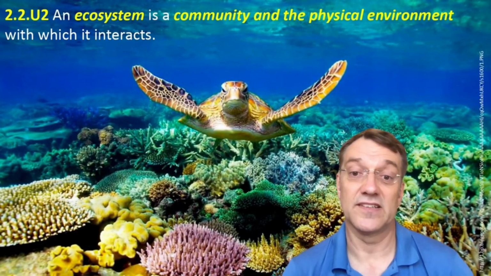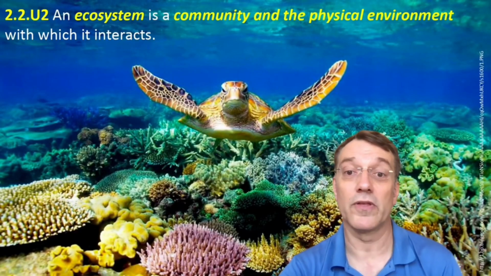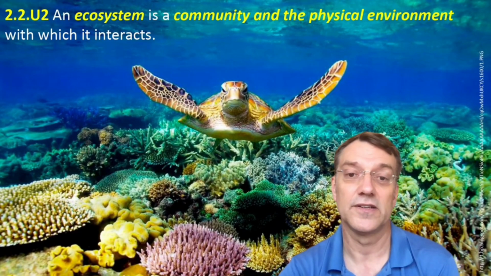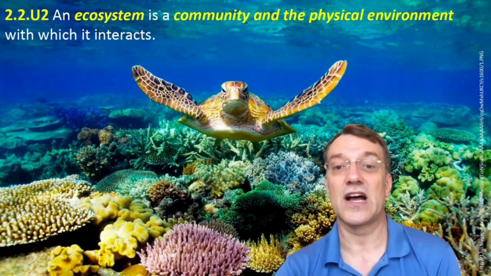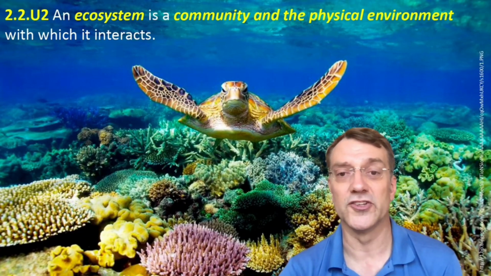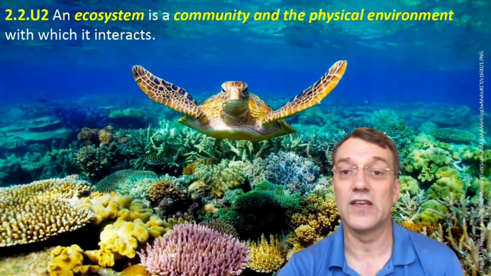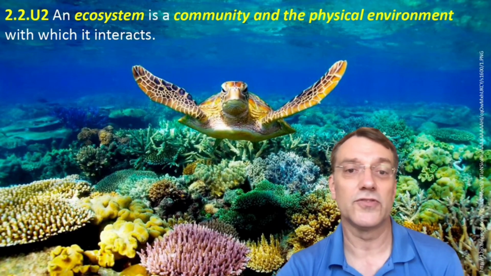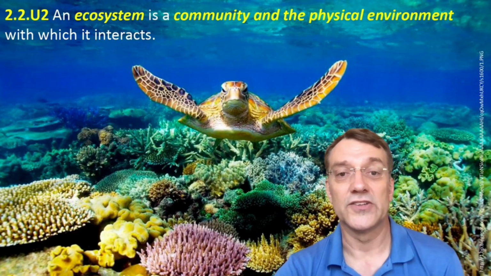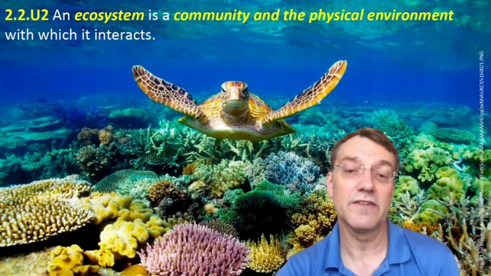An ecosystem takes this concept even further by including both the community and the physical environment with which those communities interact. This coral reef ecosystem includes not just the turtle, the fish, and the coral organisms, but also the water, the sunlight, the ocean currents, the density of salt in the water, and all of those things shape the existence of the organisms that live there.